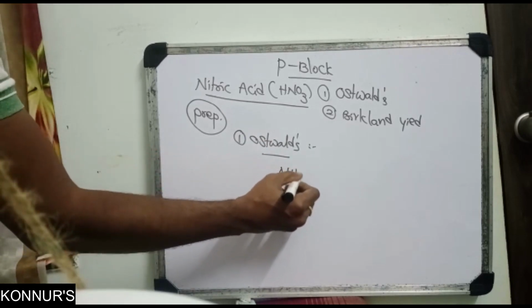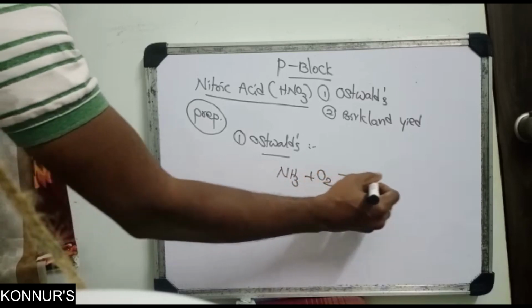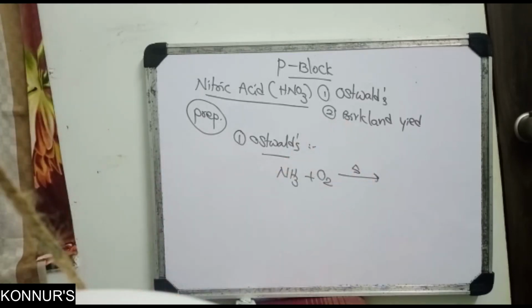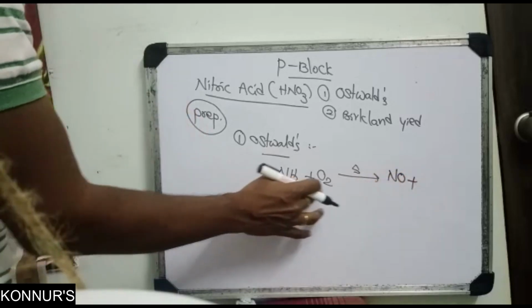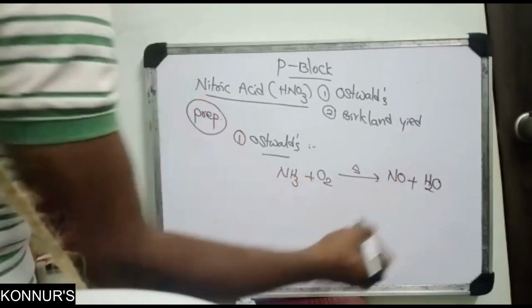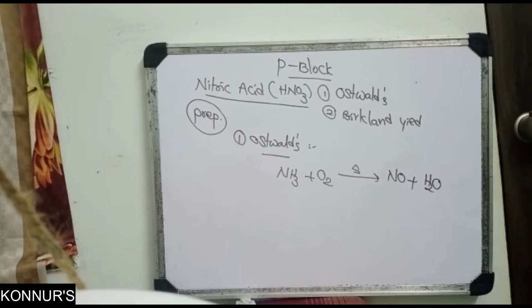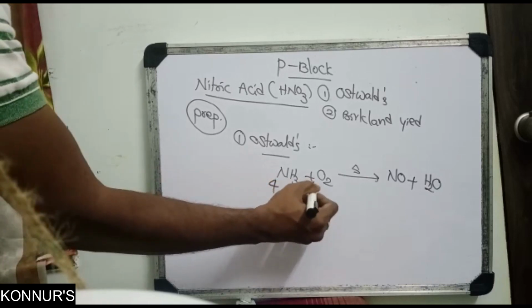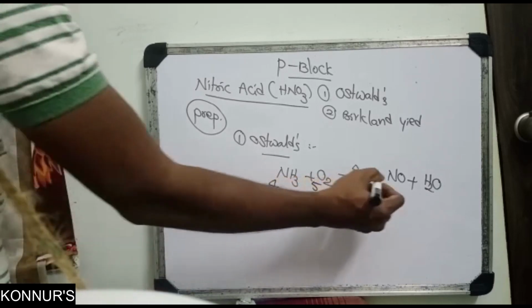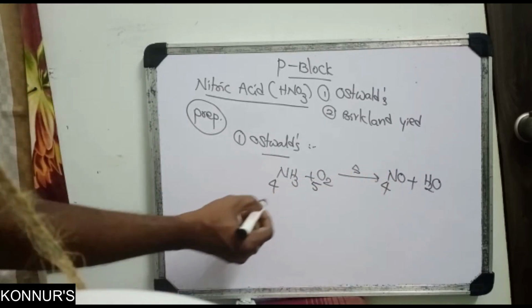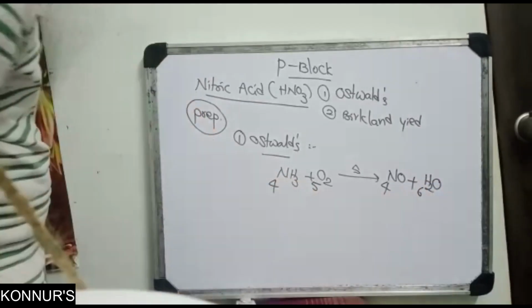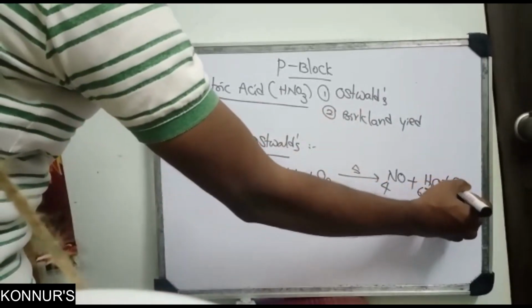So ammonia is treated with oxygen. You are heating. So then what happens? Nitrogen reacts with oxygen, you will get NO. Next, hydrogen reacts with oxygen, you are getting H2O. So balance that one in what way? 4NH3 plus 5O2 gives 4NO plus 6H2O, plus some energy also coming outside.